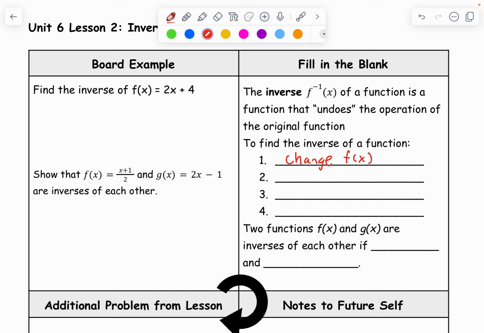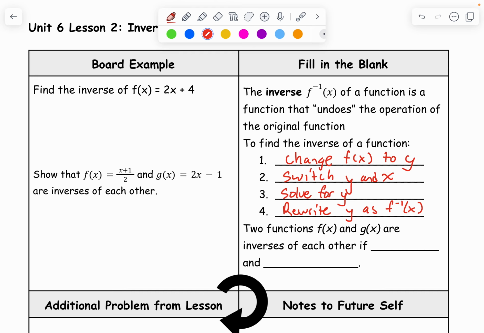Change f of x to y. This is just so we have y's and x's. That's the only reason why we do this, because using f of x gets confusing, so we change f of x to y. Then we switch y and x. We're going to switch their locations. Then we are going to solve for y. And that's pretty much it. The only thing you have to do to be proper about your inverse is to use the inverse symbol. So rewrite y as f inverse of x. That's the only difference, okay?